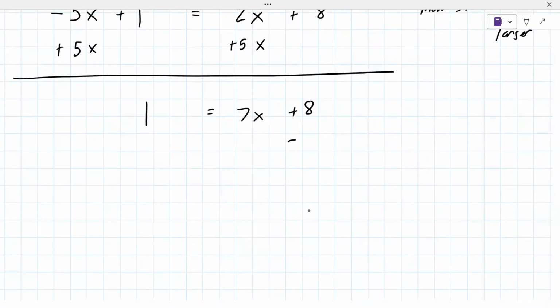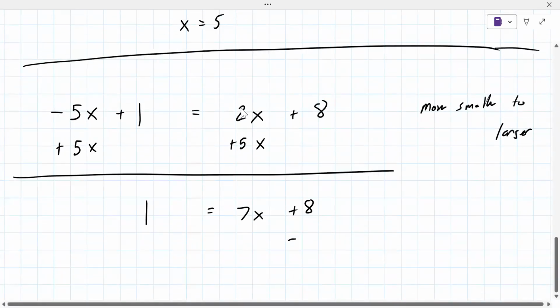Subtract what? What number do you subtract? Wait, no, it's not now 7x. No. Oh, wait. Oh, okay. It is 7x. You're adding, sorry, but 2x plus 5x.